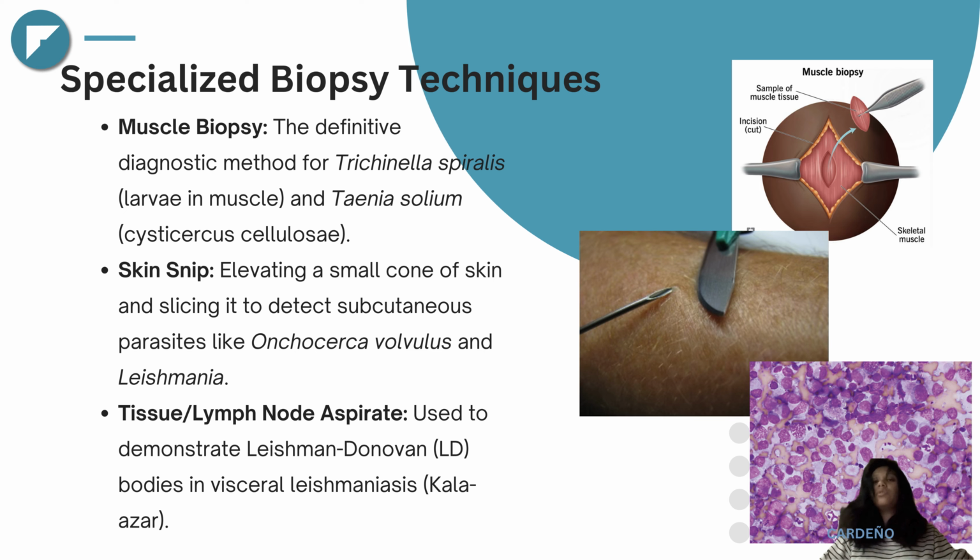Tissue or lymph node aspirate demonstrates Leishman-Donovan bodies in visceral leishmaniasis. Though invasive, these techniques are invaluable when parasites reside deep in tissues and cannot be detected by less direct methods.